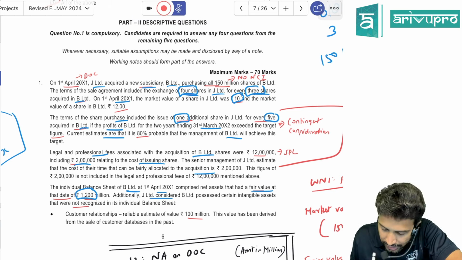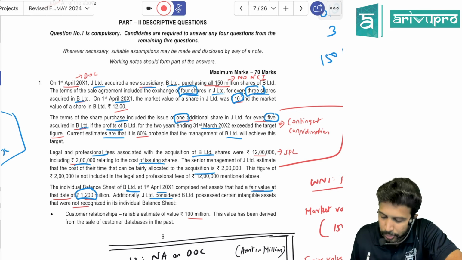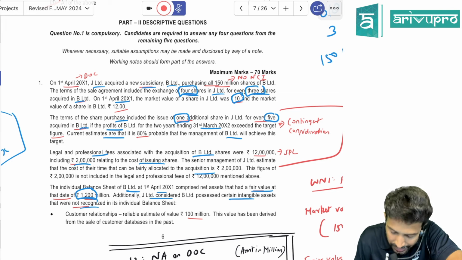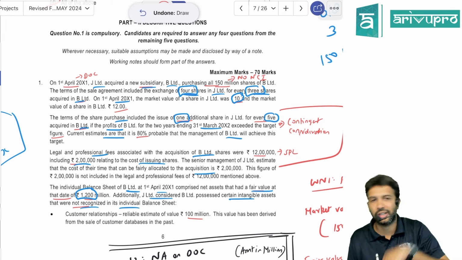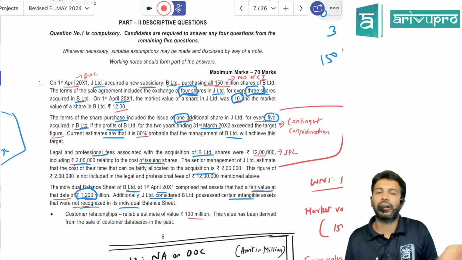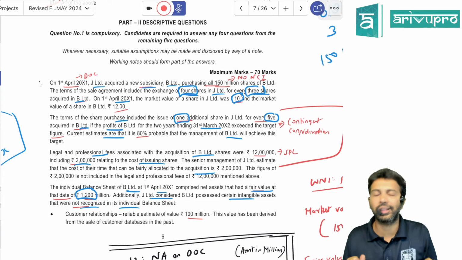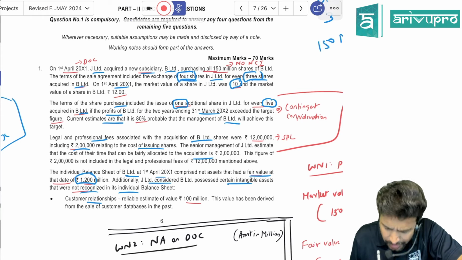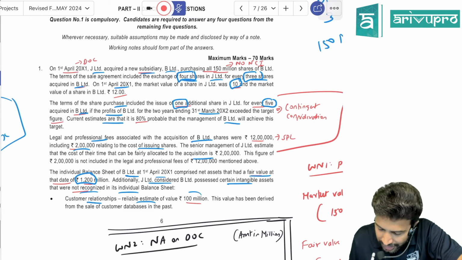Great. Additionally, J Limited considered that B Limited possessed certain intangible assets. The subsidiary company does have some intangible assets, but they were not recognized in the balance sheet. Why? We'll see. One is customer relationship. A reliable estimate is 100 million.